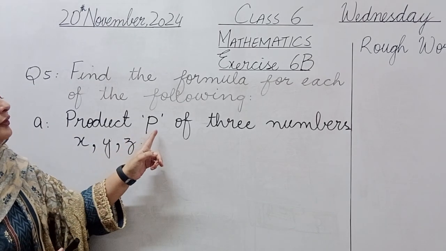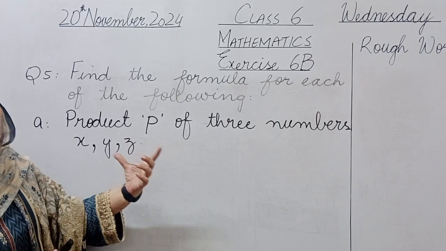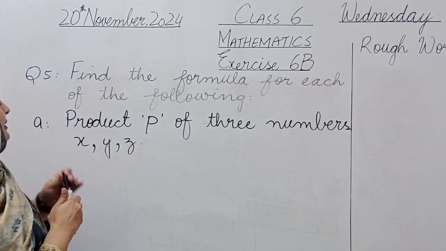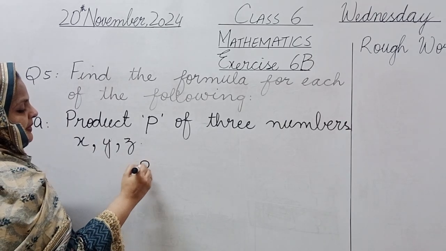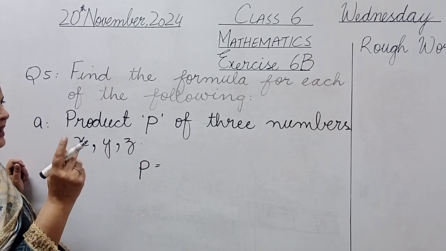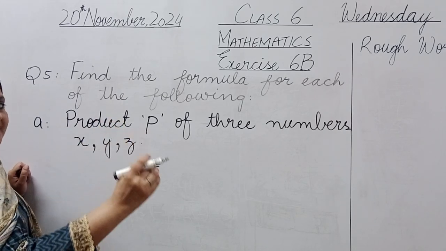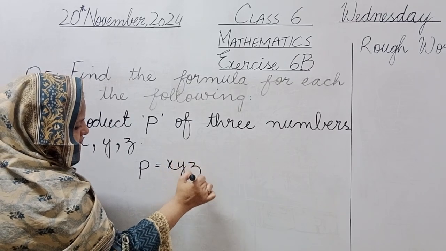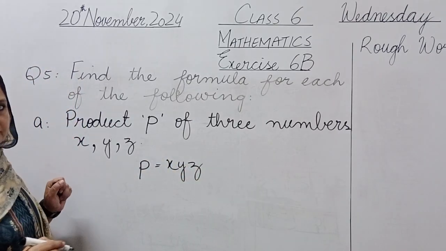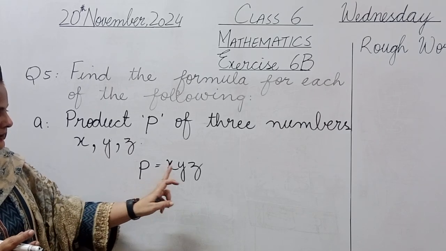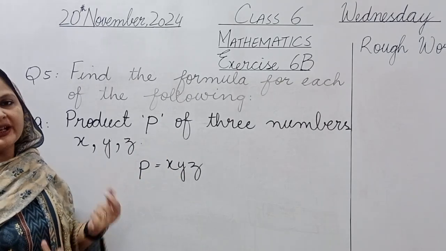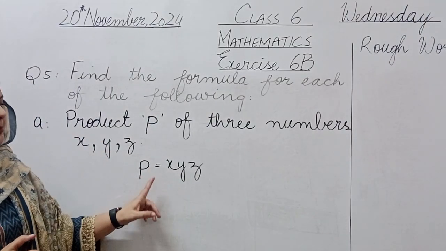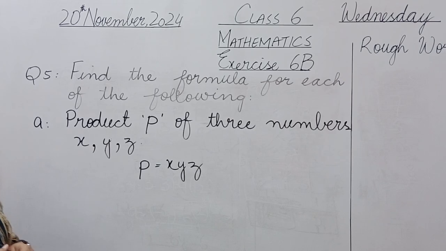So we have to find the value of P, an equation, we have to develop a formula that tells the product P of 3 numbers x, y, z. So P is equal to x multiplied by y multiplied by z, that will make a product. Is it clear? x multiplied by y multiplied by z, there is no sign in between. It shows that it's a product. P is equal to xyz.